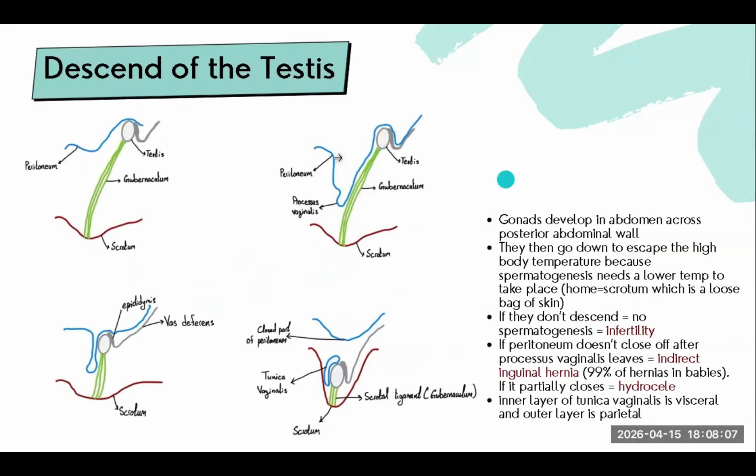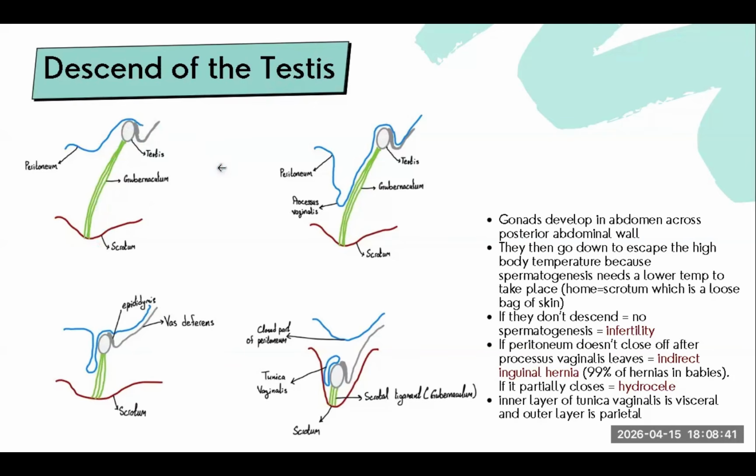Now let's talk about the descent of the testes. Something you should know is that the gonads develop in the abdomen across the posterior abdominal wall. By gonads, we mean either the testes or the ovary, okay? And the reason the testes goes down specifically to the scrotum, as you guys should know, is that it needs to escape the high body temperature because spermatogenesis cannot occur in the abdomen, because the body temperature is very high.